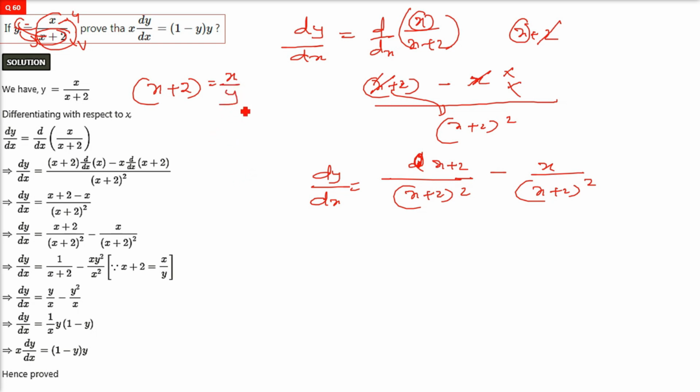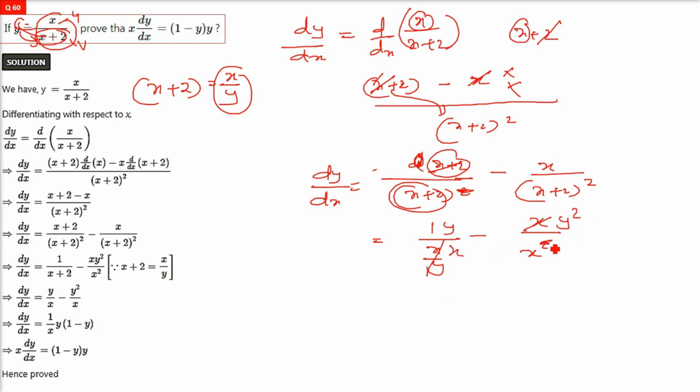And now wherever x plus 2 is there, we will replace it with x by y. So in this (x plus 2) whole square, you can just cancel one x plus 2. You will get one x plus 2 in the denominator, so 1 by x plus 2. And in place of x plus 2, just replace it by x by y. So 1 by x by y, so y will go up, the denominator will be x. Here again the same thing, x by (x plus 2) whole square. What is x plus 2? Which is x by y. So it will be x square by y square. This goes up. So this is y by x minus, x gets cancelled, y square by x.